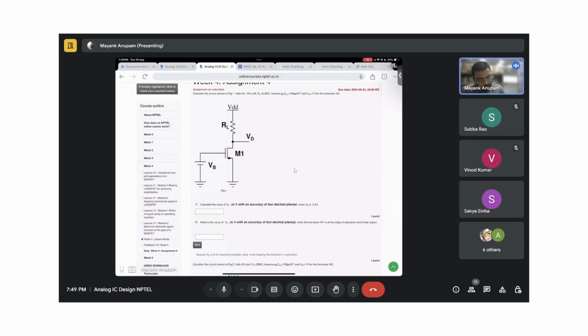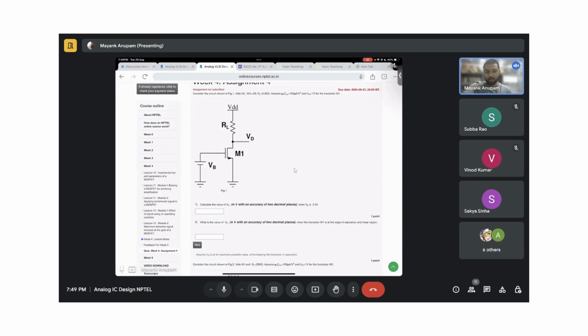The question is, what is the value of VD when the transistor M1 is at the edge of saturation and linear region? They want to find out the value of VD at the drain, correct? But for calculating that, you need some information about VB also. Yes, that is the hint here: assume VB is at the maximum possible value such that the transistor is in saturation.